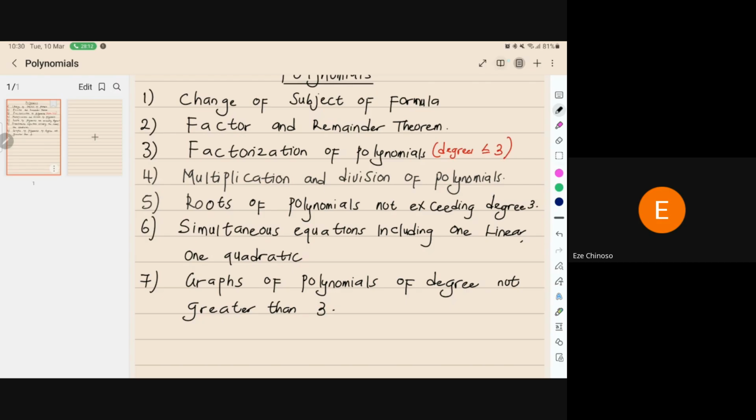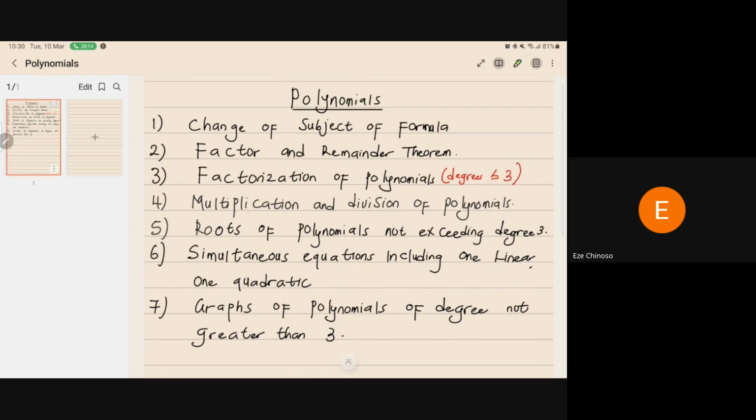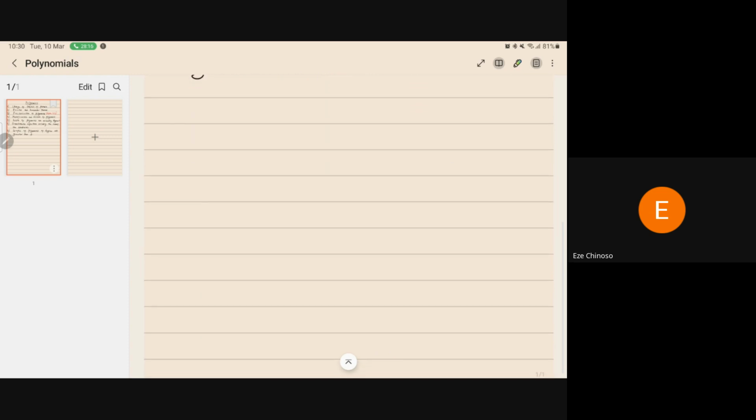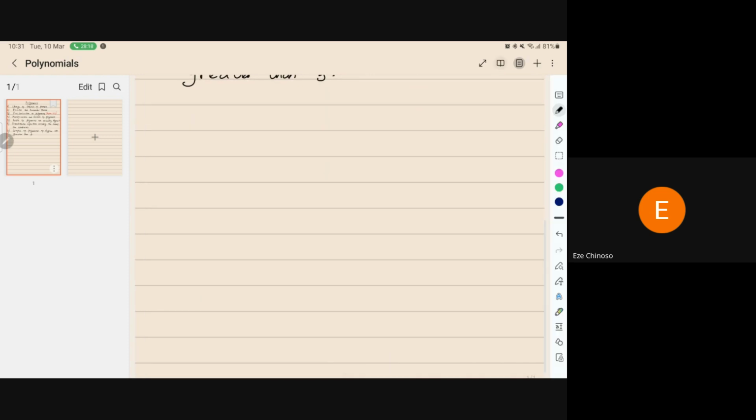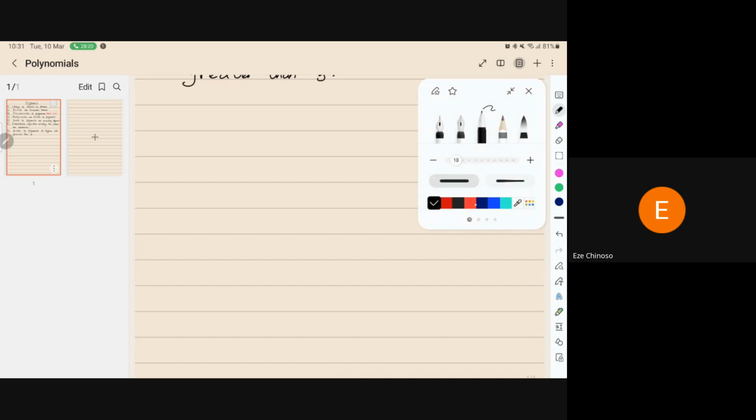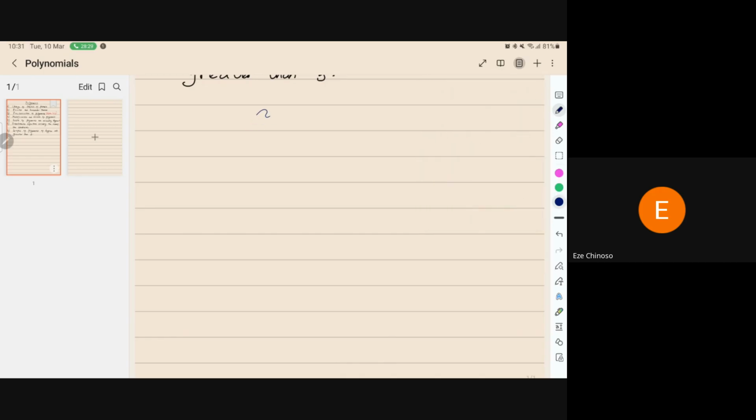All right, so that's for that. Let's start with our change of subject of formula. Hope we are all on the same page. I have some questions here, which are your past questions. I wish I could import them, but it's going to take us time. So let me just get started. Now let's look at change of subject of formula.